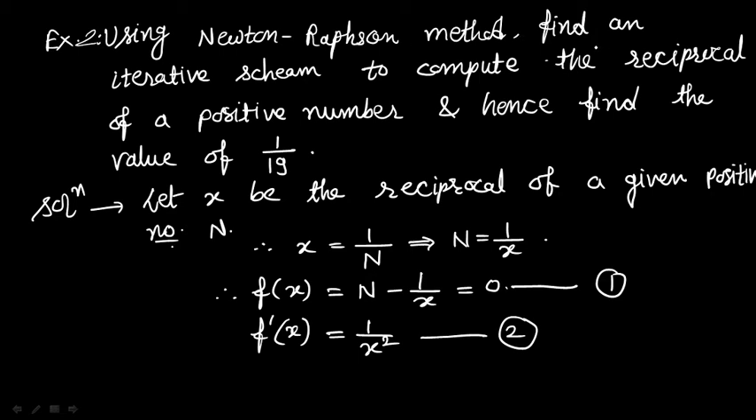Using Newton-Raphson method, find an iteration scheme to compute the reciprocal of a positive number and hence find the value of 1 by 19. This is another type of problem, that means iterative. Let x be the reciprocal of the given positive number n. Therefore, x equal to 1 by n. From this, we find n equal to 1 by x. Then f of x equal to n minus 1 by x equal to 0, as we shifted this value to the left hand side. Using equation number 1, we find its derivative, its value is 1 by x square.